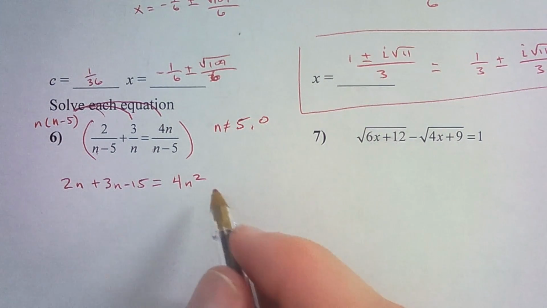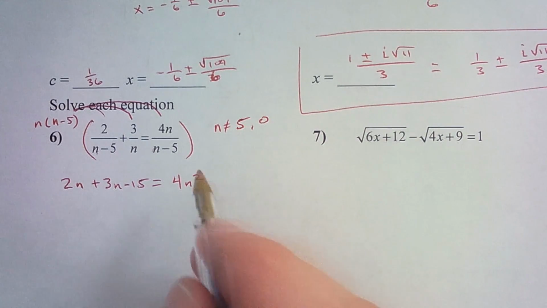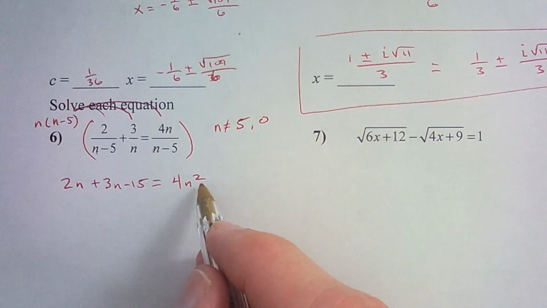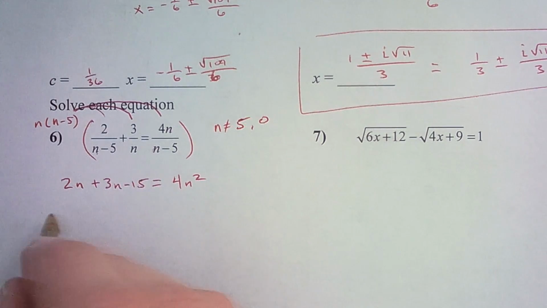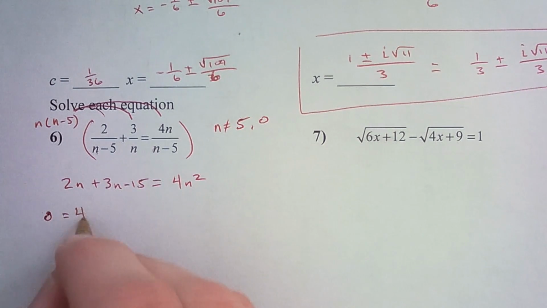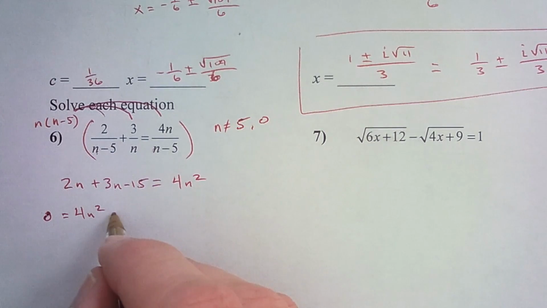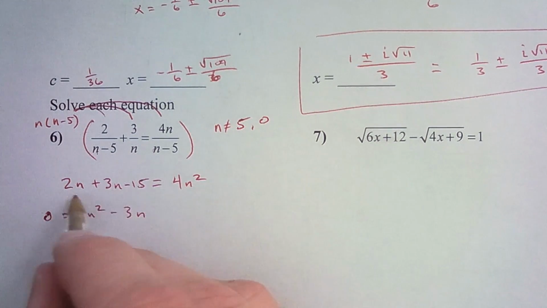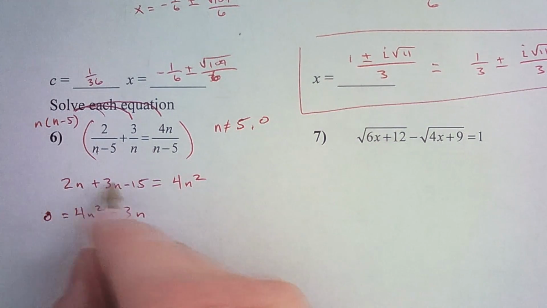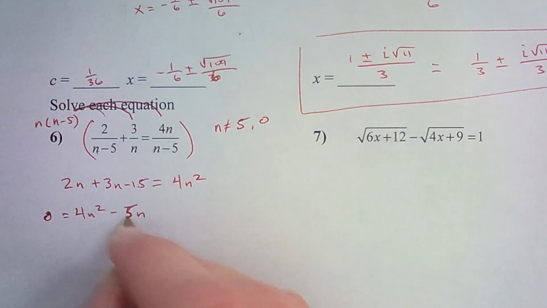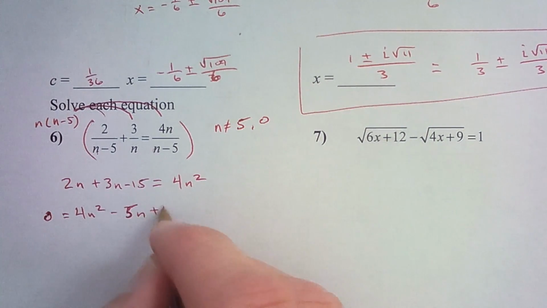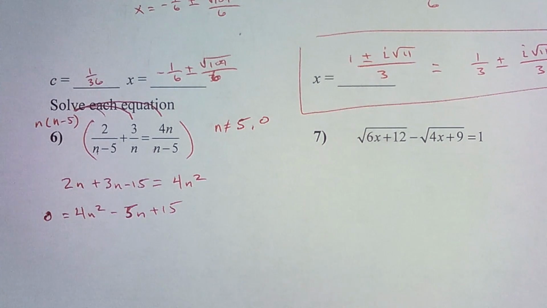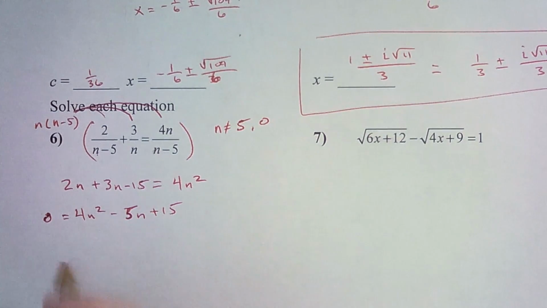Okay, so now let's get everything on one side, and the n squared term is positive here on the right, so I'll move everything to the right, so I get 0 equals 4n squared minus 5n, 2n and 3n, so minus 5n, and then plus 15. Okay, now I have three options. I can factor, I can complete the square, or use the quadratic formula. Let's use the quadratic formula.